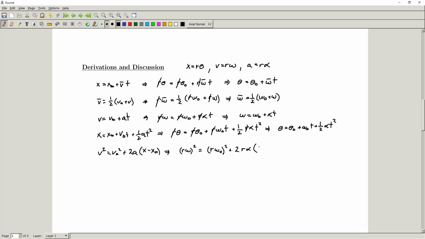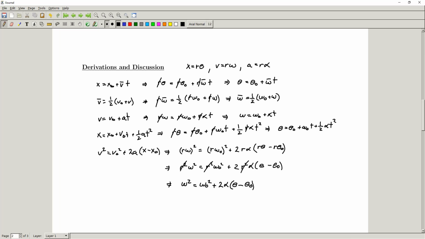Our x is going to turn into r theta minus r theta naught, right? And so maybe I'll do one extra step here. We're going to have to square the brackets, so we're going to end up with r squared omega squared equals r squared omega naught squared plus 2, and I'm going to factor out an r from each of those terms in the bracket. We're going to end up with r squared alpha theta minus theta naught, right? And now we can see that this r squared cancels from each of these terms, and we end up with omega squared equals omega naught squared plus 2 alpha theta minus theta naught.